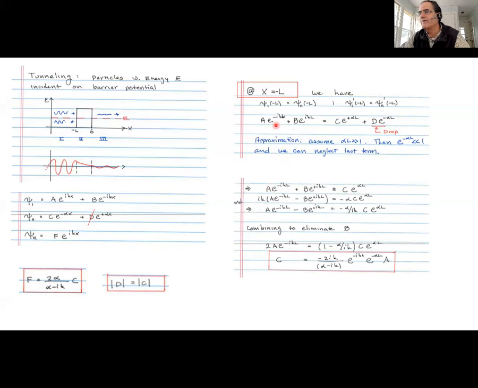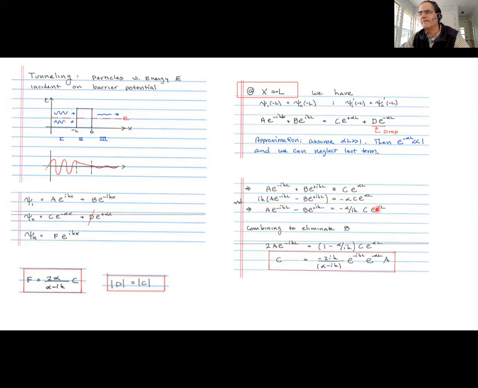So now we can replace this expression here by this one. A e to the minus ikL plus B e to the plus ikL is equal to C e to the alpha L. From the continuity of the first derivative, from this expression, we get something similar. Here it is: ikA e to the minus ikL minus B e to the plus ikL is equal to minus alpha C e to the alpha L. And we can rewrite this just by dividing both sides by ik and get this.